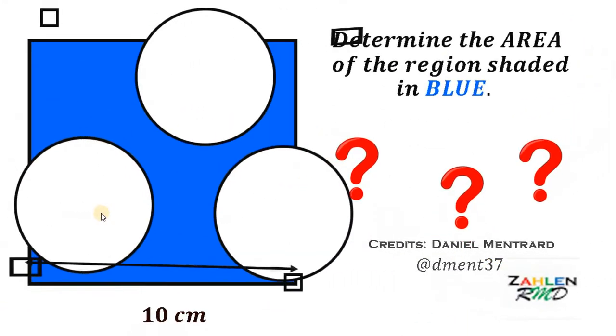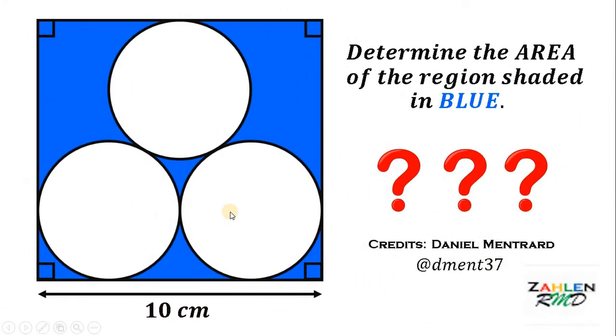Given these three congruent circles inside this quadrilateral having the base equals 10 centimeters, our goal is to determine the area of the region shaded in blue.